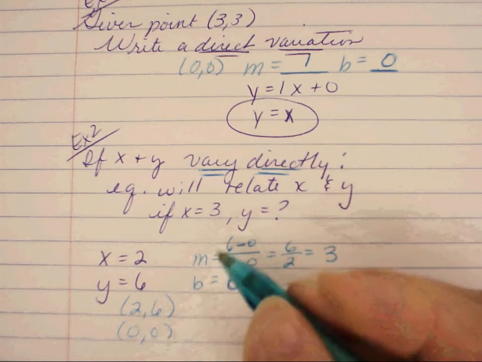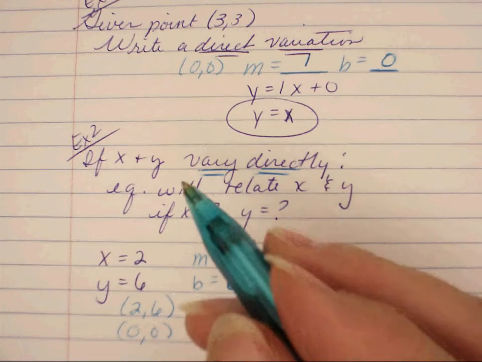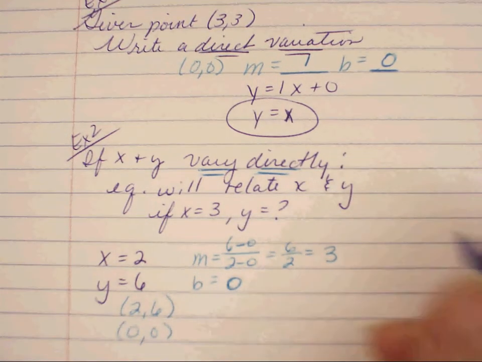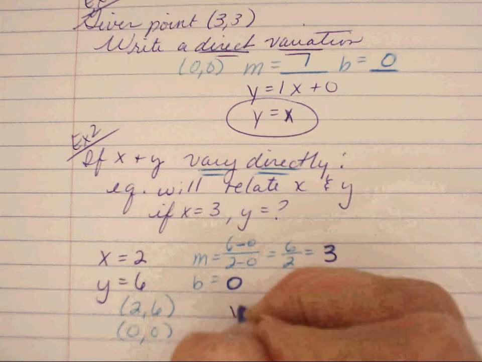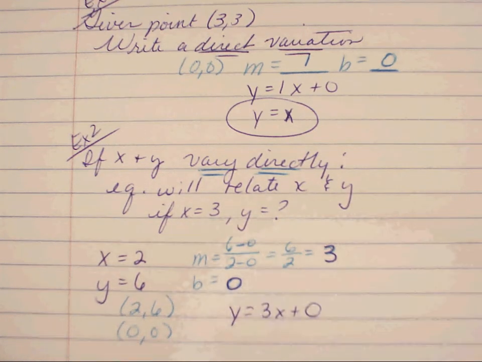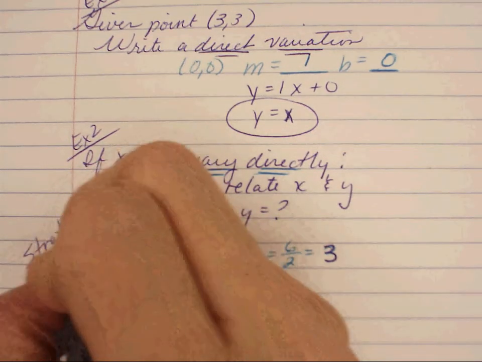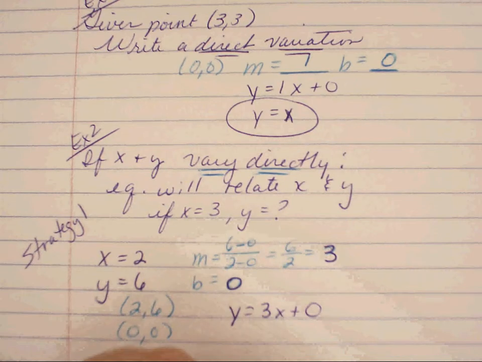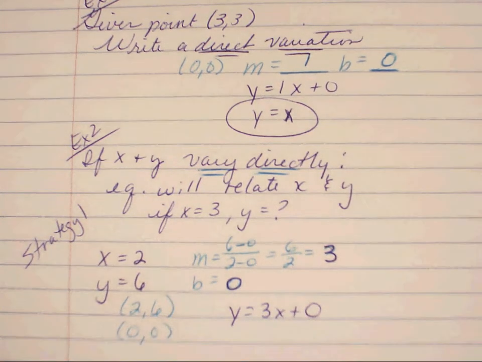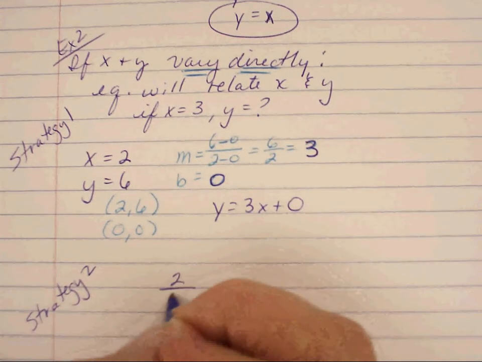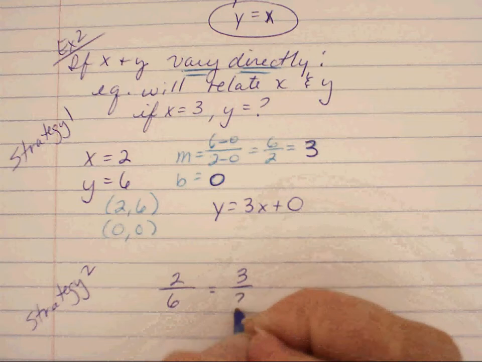I know my slope can either be found like this, or as Nikki did earlier when she counted it, she would have done a rise of 6 and a run of 2, and change in y over change in x would have been 6 over 2, which reduces to 3. Once you know m and b, you have your equation. That is strategy 1. However, strategy 2, most students like much better.